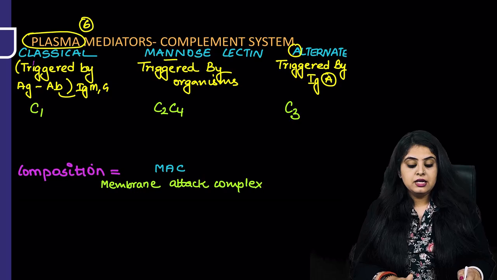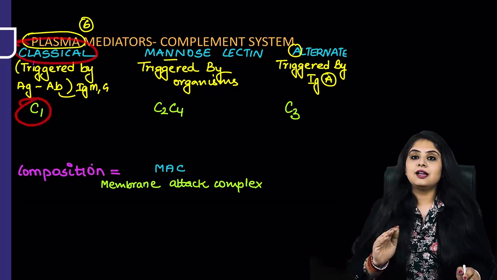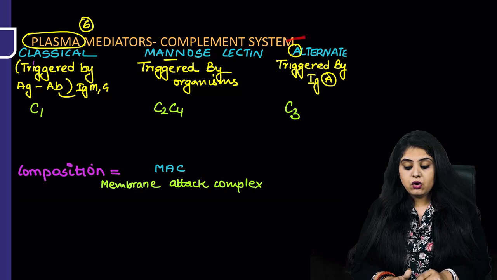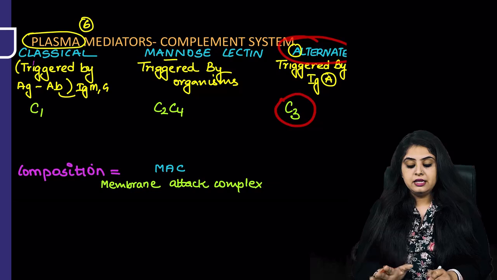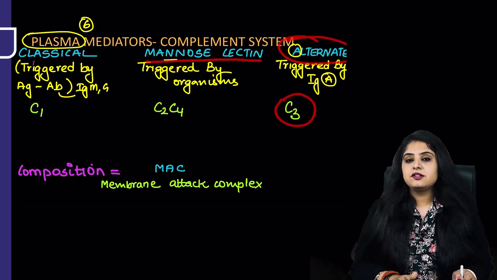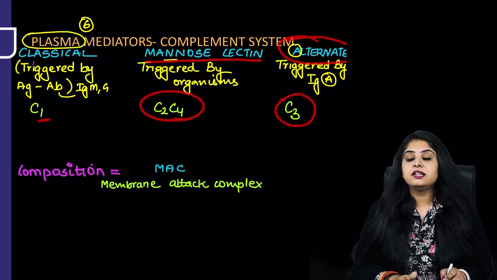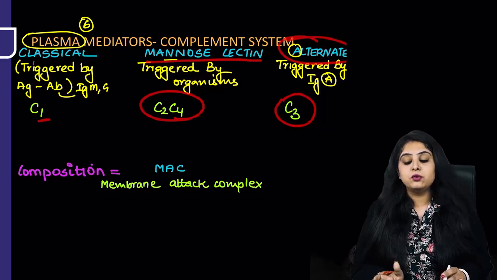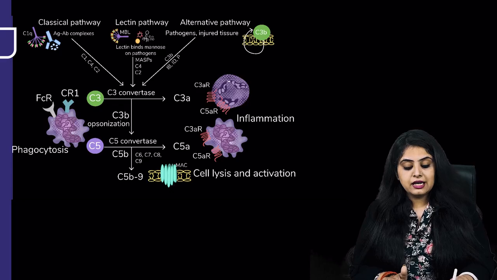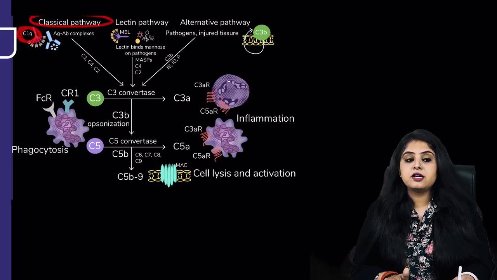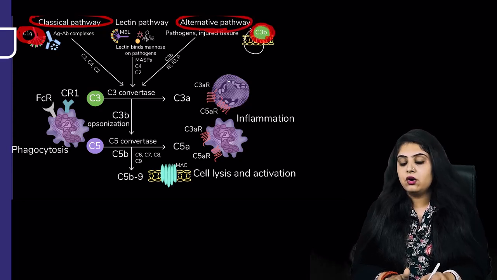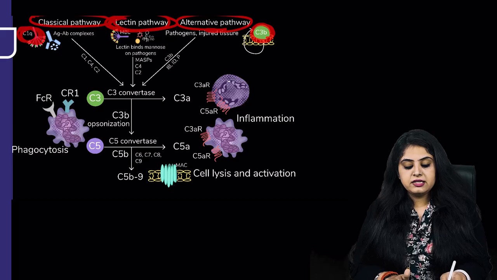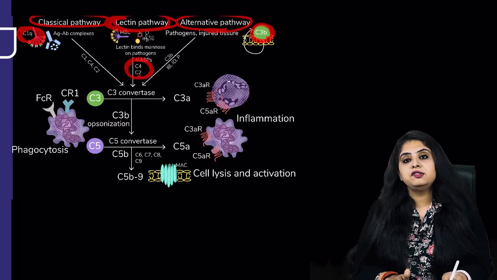Next, if you notice, the classical pathway starts in a classical way, that is from C1. The alternate pathway has to take an alternate route and it starts from C3. The Mannose pathway can start from C1, but nowadays they are saying the starting point is C2 and C4. I'll repeat it once again. The classical pathway is starting from what? It is starting from C1. The alternate pathway has to start from C3, alternate route. And the Mannose lectin pathway is basically starting from C2 and C4.